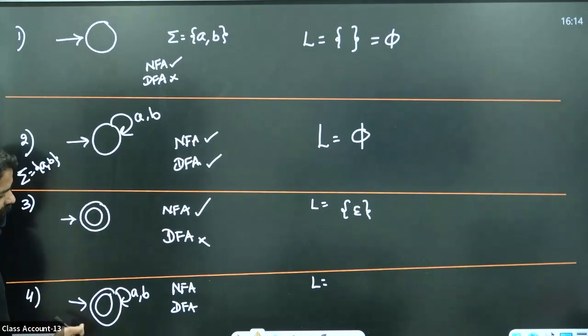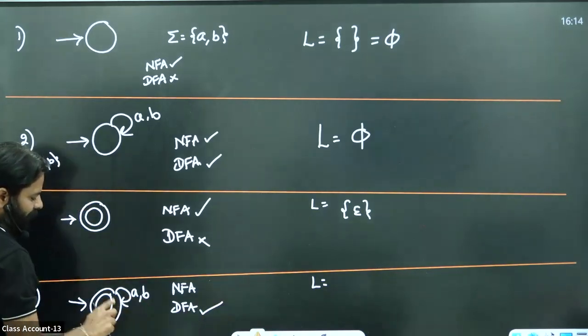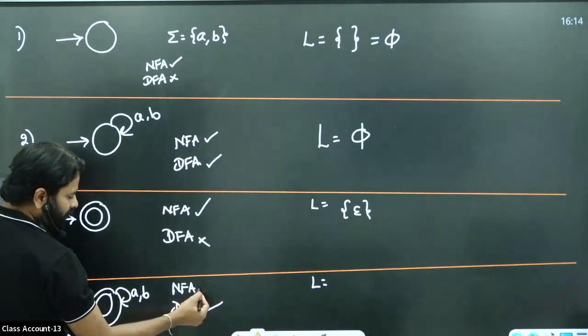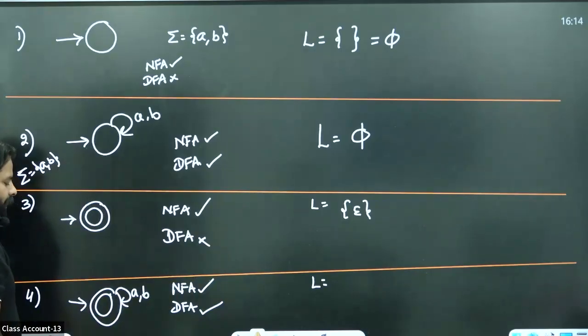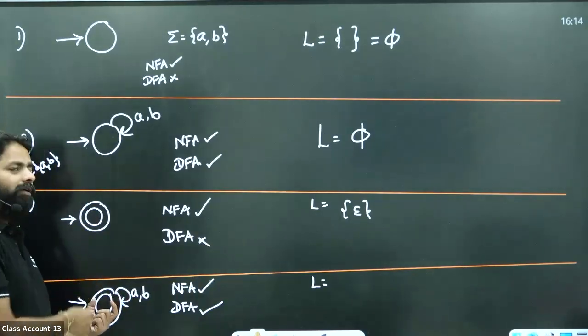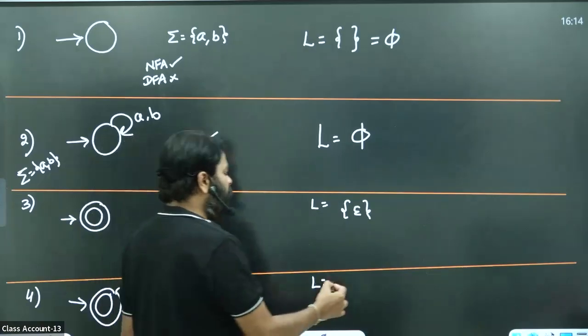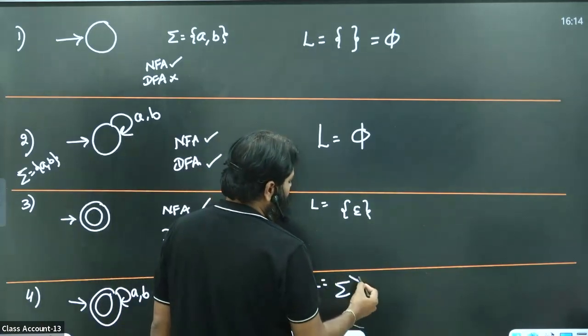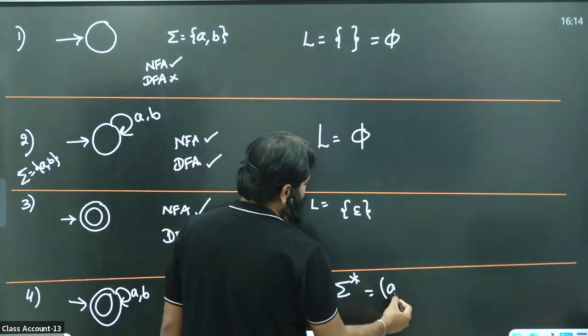And the fourth one is a DFA because for A there is one transition, for B also one transition, and every DFA is an NFA. The initial state is already final, and every transition comes back here, so it is going to accept everything in the world, which is sigma star. Also, you can write (a plus b) whole star.